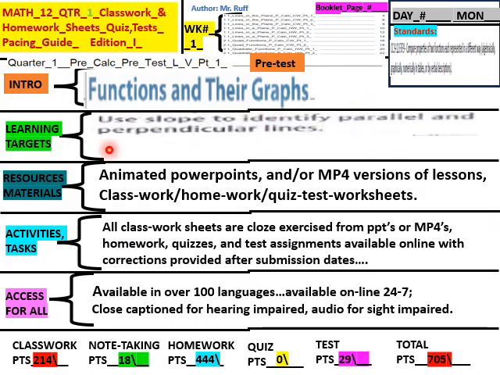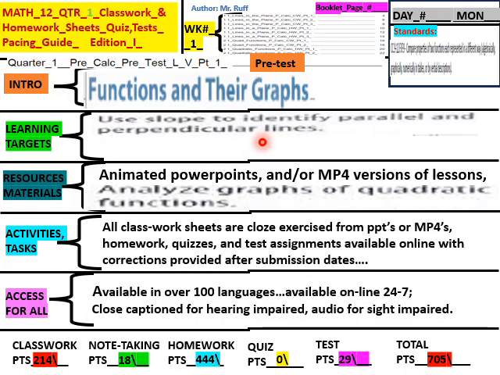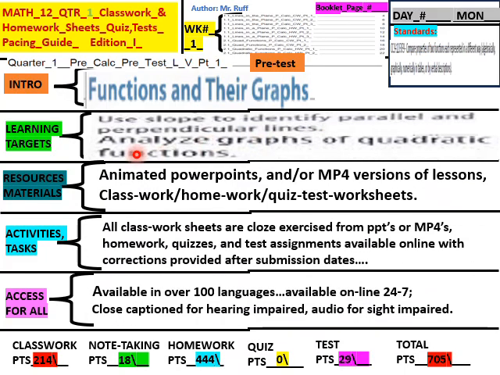And then learning targets is use slope to identify parallel and perpendicular lines. That'd be from the algebraic representation. And then analyze graphs of quadratic functions. So we're going to do that here for week 1 of Math 12.